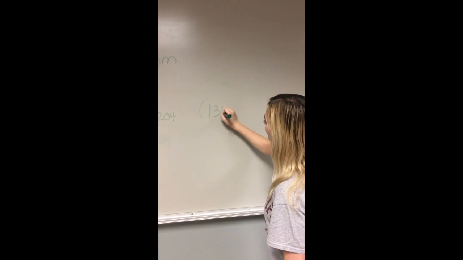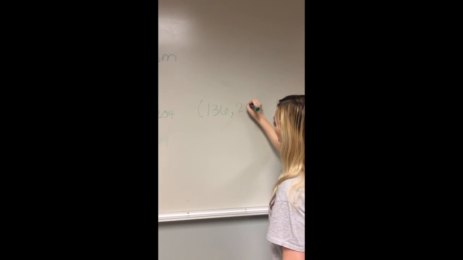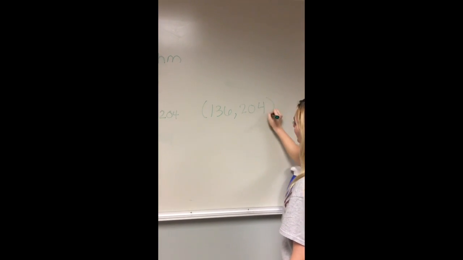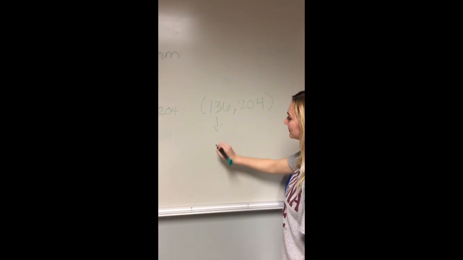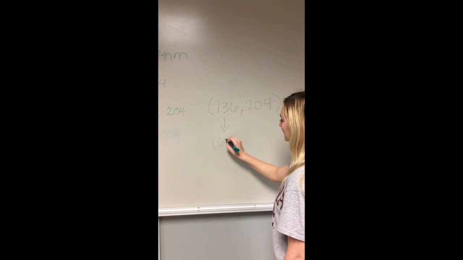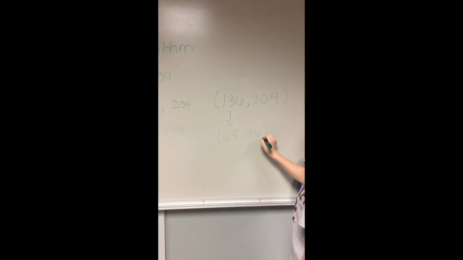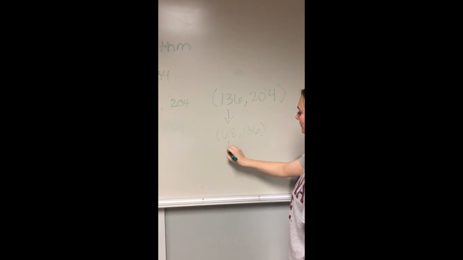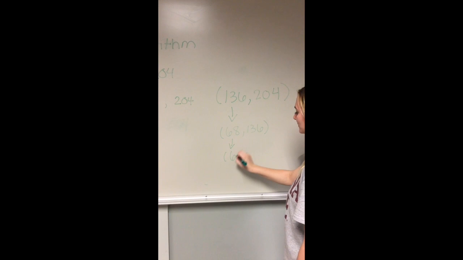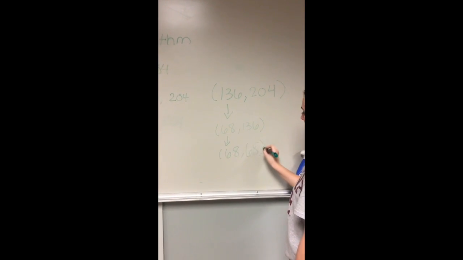So next you subtract 204 from 340 and you get 136. And you bring down 204 because it is still the smallest number. But now, as you can see, 136 is now the smallest number, so now we bring that one down. 204 minus 136 is 68. Next, you bring down the 68 because that's the smallest number, and you get 68 and 68. And that is your greatest common factor.